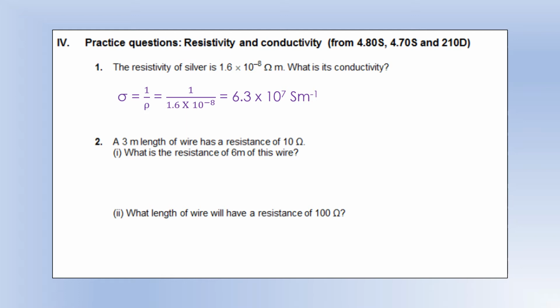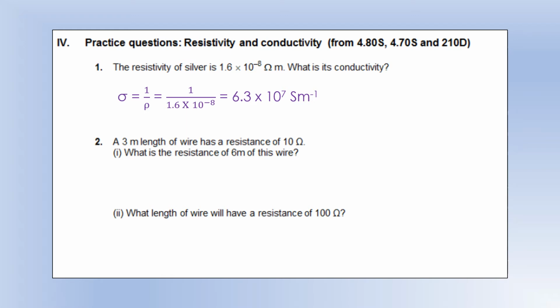And then the unit for conductivity, we could write it as ohms to the minus 1, meters to the minus 1, but remember ohms to the minus 1 is a Siemens, so we usually write it as Siemens per meter, but it's not wrong to write it as 1 over ohm meters either.